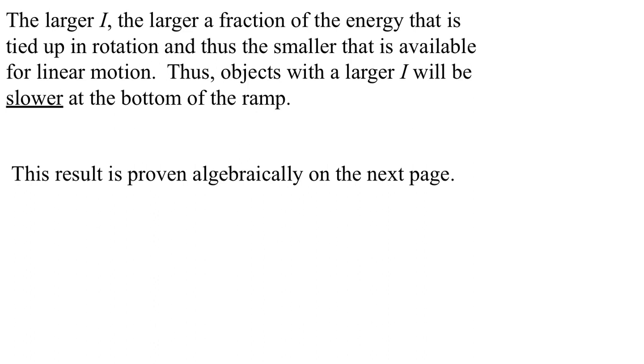The explanation here is that the larger I is, the larger a fraction of the energy is tied up in rotation. They all start with the same gravitational energy, but more of it is in rotation at the bottom for, say, the hoop compared to the disks or the spheres. And if a larger fraction of the energy is in rotation, then correspondingly less of it is in the forward motion of the center of mass. So it is moving on average slower at the bottom of the ramp.